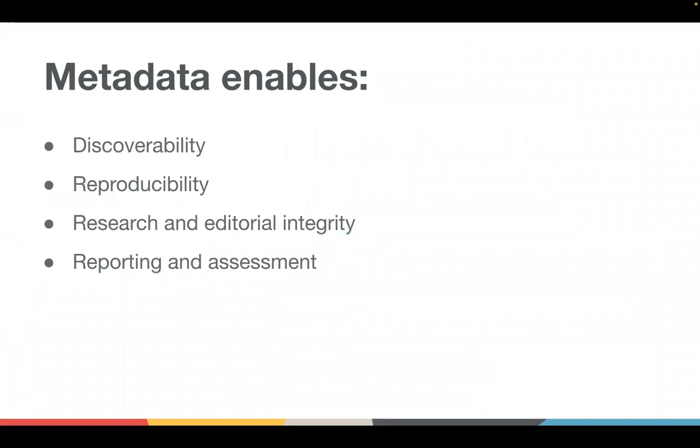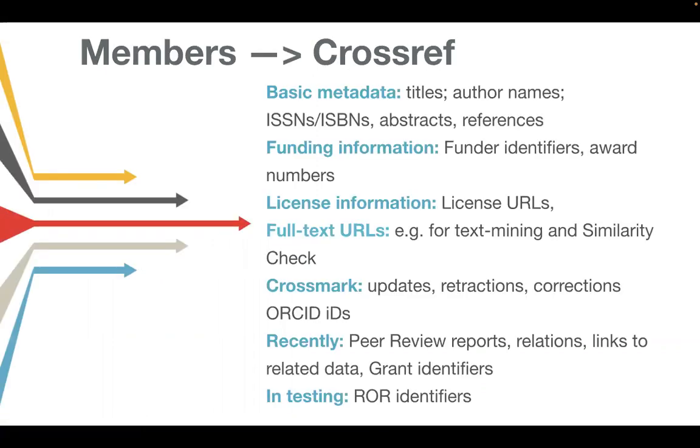When registering content, members supply us with a wide range of metadata. In the context of Crossref, metadata is information about publications, which we then make available for thousands of other parties to use in the tools and services that they provide. This metadata will vary based on the type of content being registered. Basic metadata includes things like titles, authors, publication dates, ISSN, ISBN, anything that describes the content that you're registering.